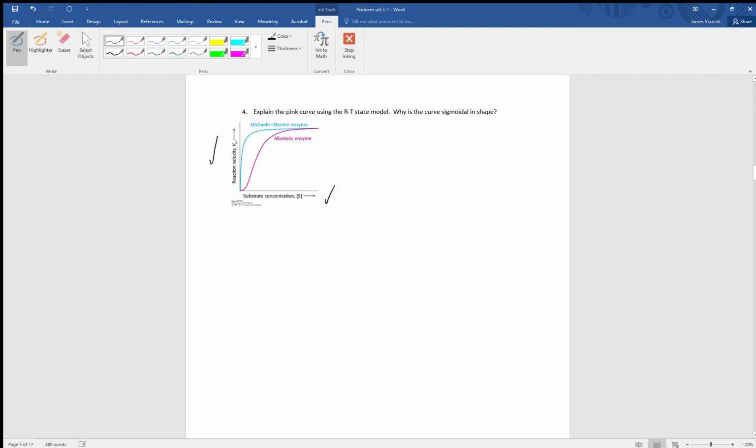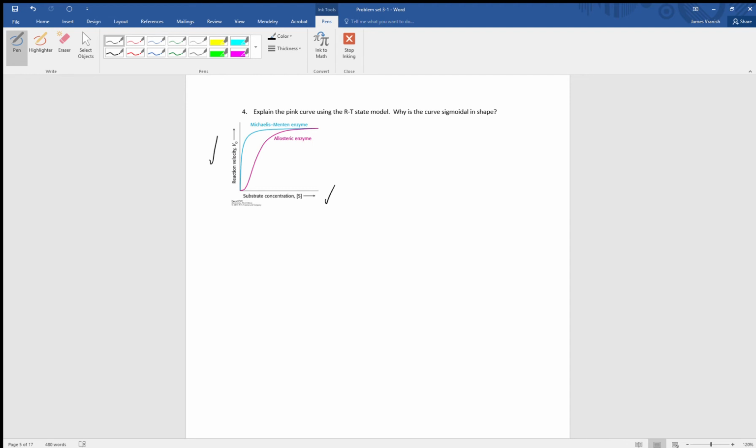Right? And so a normal Michaelis-Menten enzyme gives us a curve in blue, or teal, whatever color you want to call that, where basically as we increase the substrate concentration, the rate will increase steadily up to a certain point where it begins to level off.